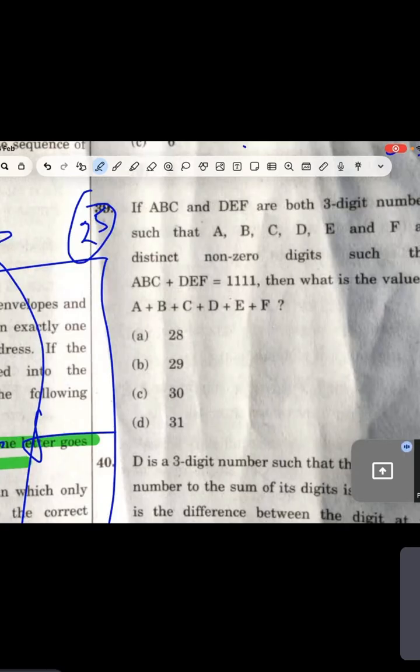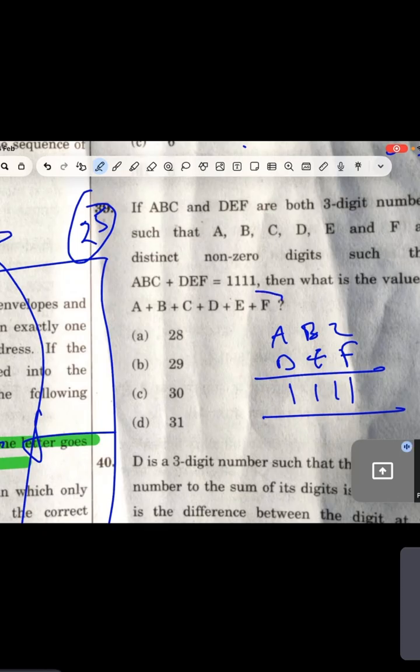So guys, you know what? Some people here will be smarter actually, and what will they do? They will commit a mistake actually. So you can do one thing here, guys. The question is saying you have to add ABC plus DEF, and the result is what? 111. Guys, they are asking the cumulative value, not a single value.